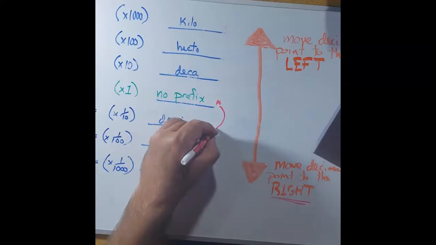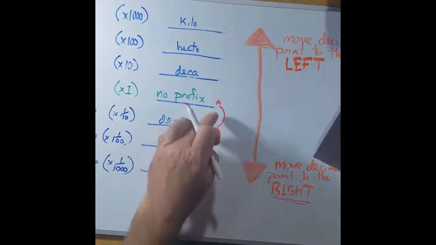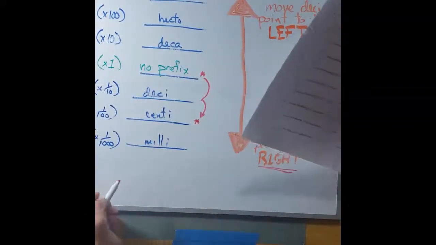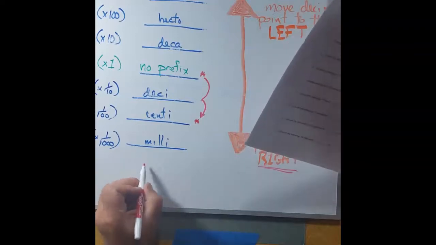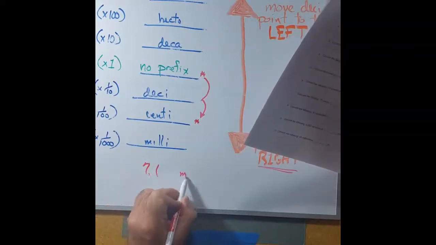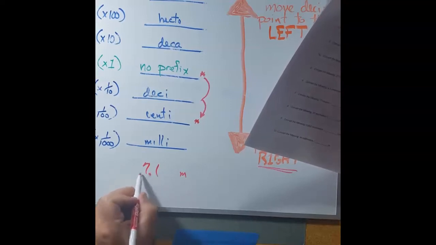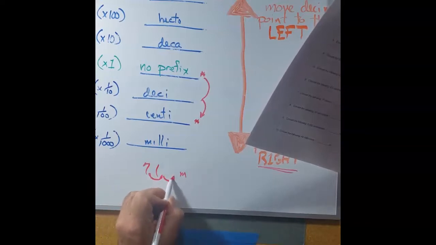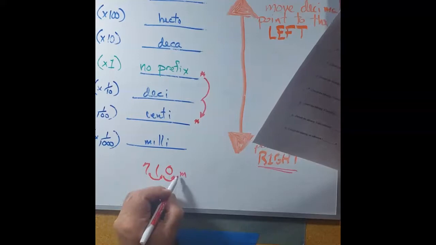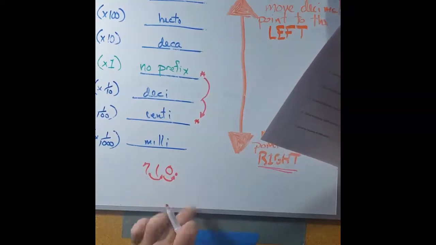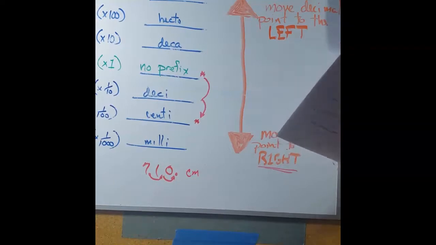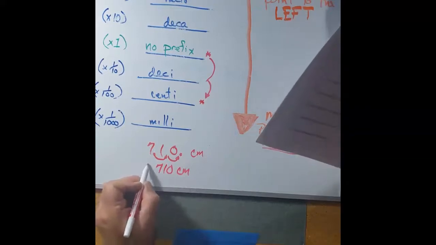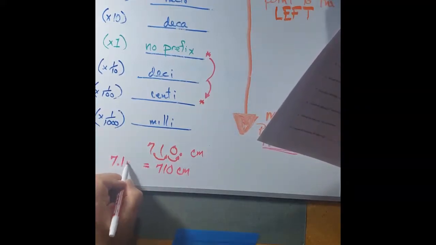So we're going to jump 2. So that's 2 decimal places, and since we're moving downwards on this ladder, we're going to move it 2 to the right. So 7.1 meters. We're going to move this 2 to the right. 1, 2. Now we're going to have to fill this with a 0, and our decimal point will go right there. And the meters becomes centimeters. So it'll be 710 centimeters equal to 7.1 meters.